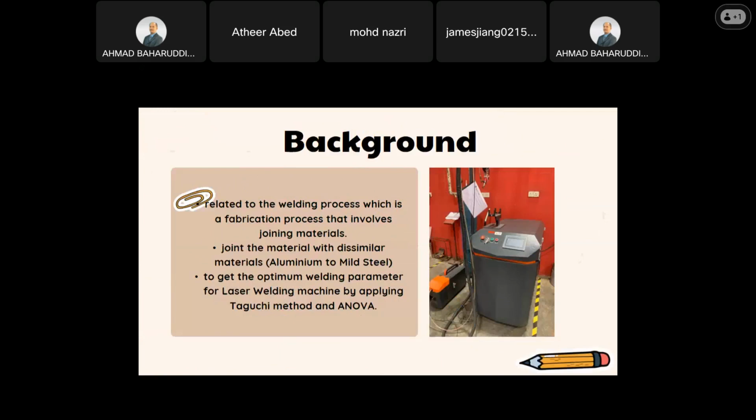So next, this is the background of my FYP. This is related to the welding process, which is a fabrication process that involves joining materials, which is the fusion welding. And I will try to join dissimilar materials, which is aluminum to steel. And in order to get the optimum welding parameter for the laser welding machine I will use Taguchi method and ANOVA.